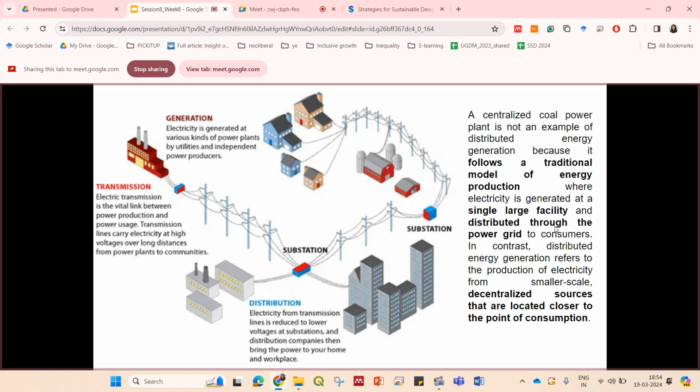So, in contrast to this, distributed energy generation refers to production of electricity from smaller scale or decentralized sources that are located closer to the point of consumption. So, in case of decentralized systems, where the energy is being produced and where the energy is being consumed, the distance between these two places is usually very less. Again, another key difference is that the energy production doesn't take place in a large facility on a large scale, but in smaller scales as compared to central electricity generation systems.